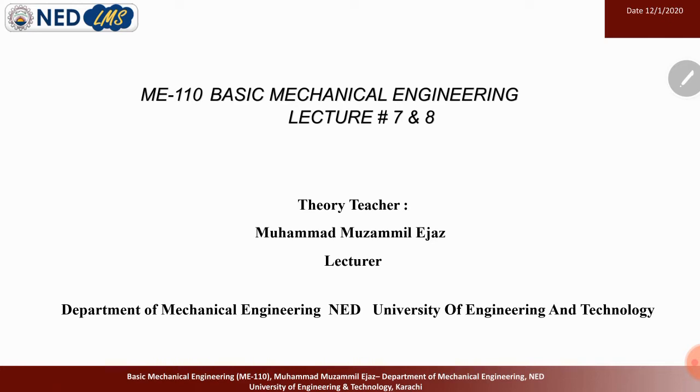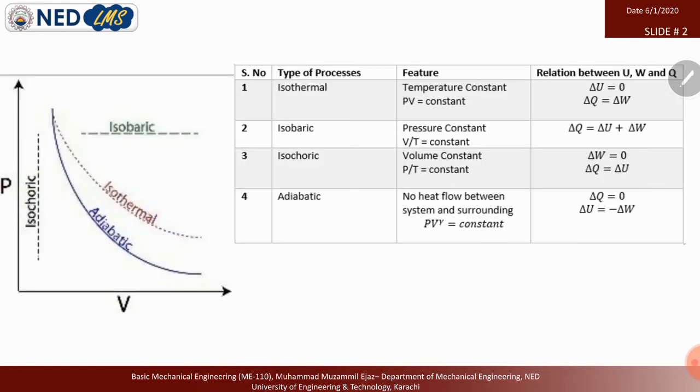So today we will start and solve numericals related to the polytropic process that we already discussed in the last lecture of 5 and 6, and also did a very simple numerical of the isothermal process. So today we will start polytropic process numericals.